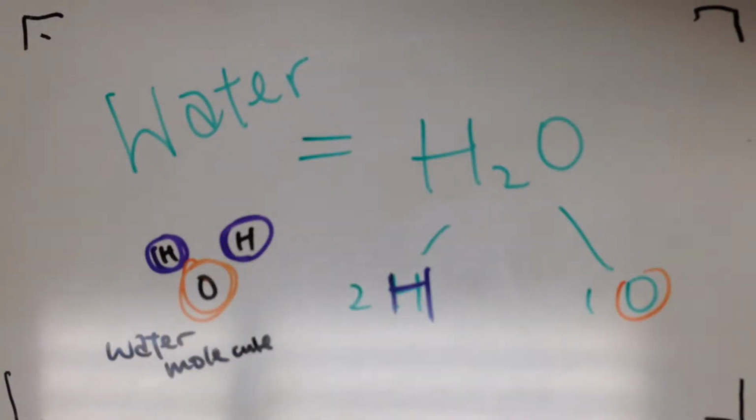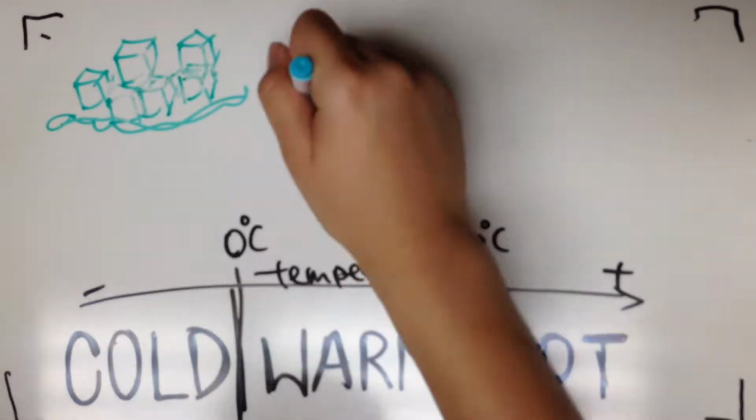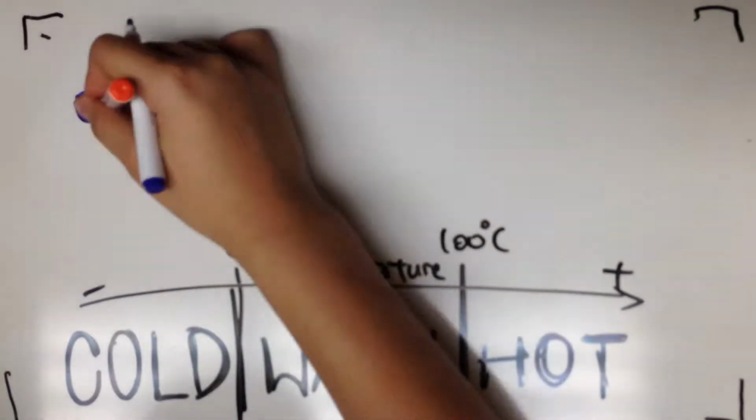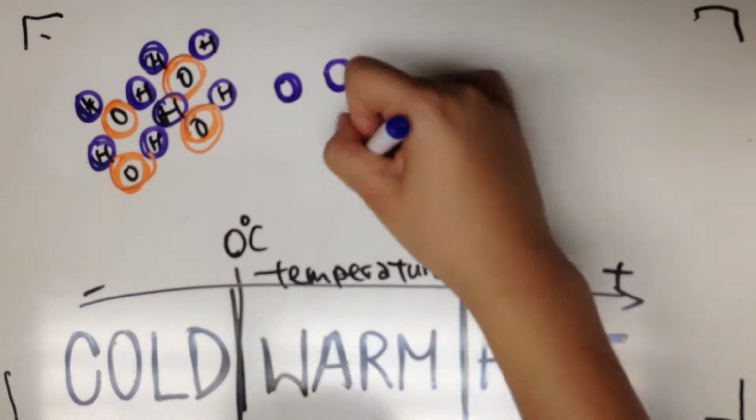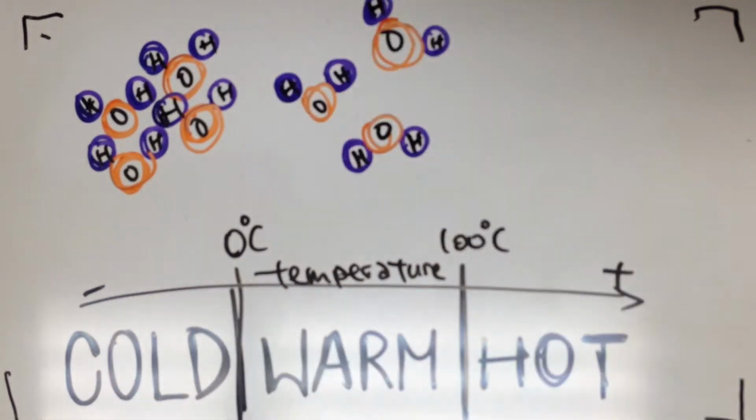Water molecules are known as H2O. As it is getting heated up, it turns from ice to water vapor, which is from solid to liquid to gas form. Microscale-wise, the water molecules are speeding up, going from an organized shape to moving more freely.